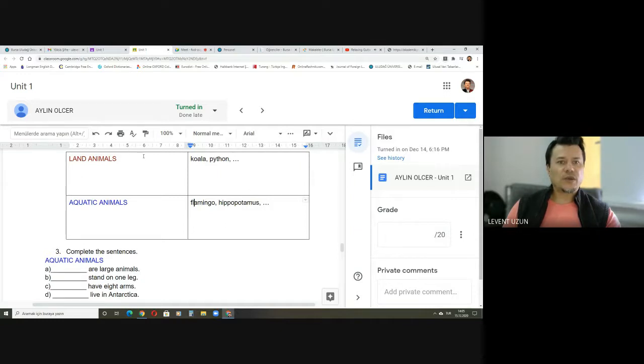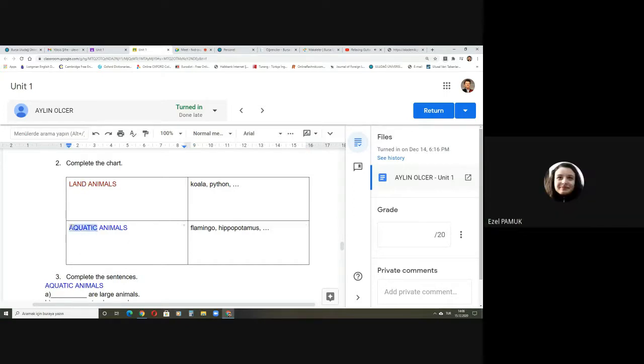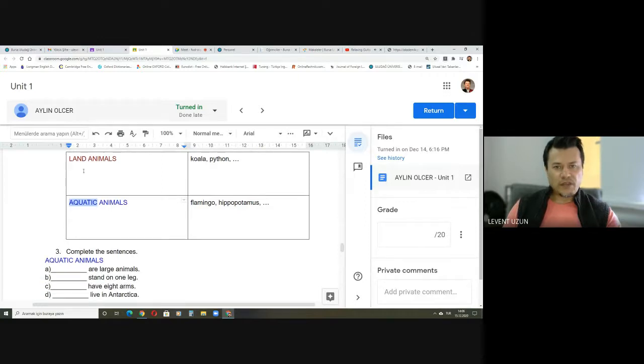And actually with this table, we teach something. What do we teach here? The main aim is not to ask our students to categorize these animals. We are teaching something here. What is it? We teach these two words, land and aquatic. This is the thing that we teach here. Categorizing animals is not the duty of the English teachers, actually. But we teach something here, and it's going to be a good activity.